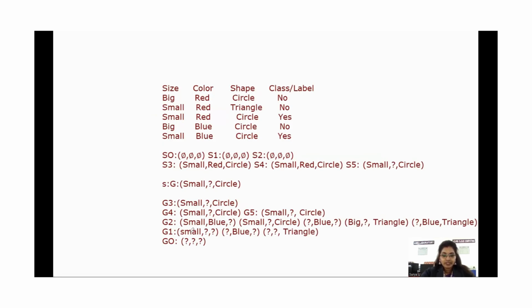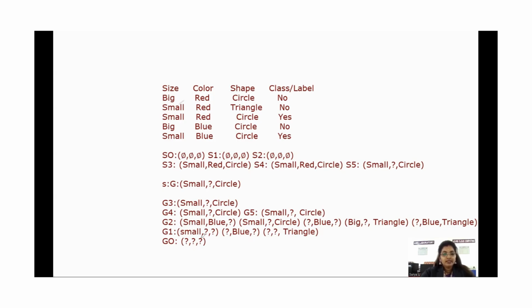So what is G2? There is one thing: we have to compare each and every one with that line, with this line. Now you compare the first criteria, that is small comma question mark comma question mark. Is it possible? Yes, because the first value is small. It is possible. Question mark can be replaced with anything, right? The first one is small, so this is also small. So this is a possible criteria.